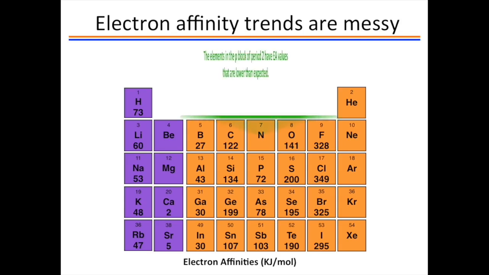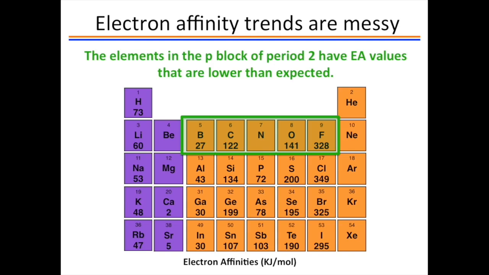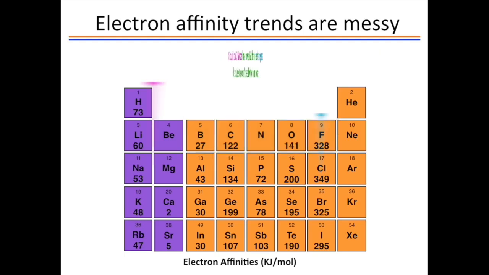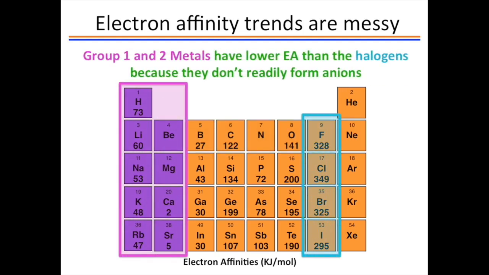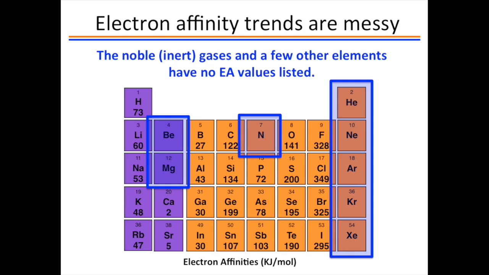The atoms in the P block of period 2 have electron affinities that are somewhat lower than the atoms in period 3. This is probably because the period 2 atoms are extremely small, and the electron-electron repulsions are greater than in period 3. Notice that the metals have significantly lower electron affinities than the halogens. Also notice that the noble gases and a few other elements have no electron affinities listed. The formation of an anion from these elements is not favorable.